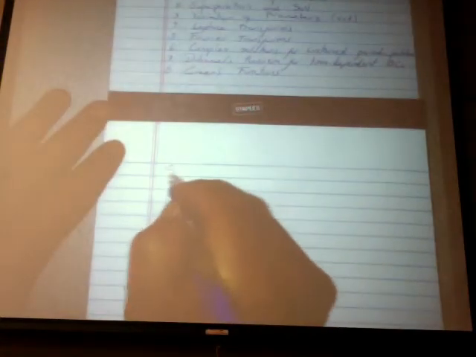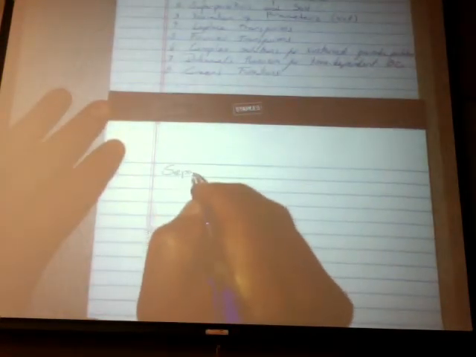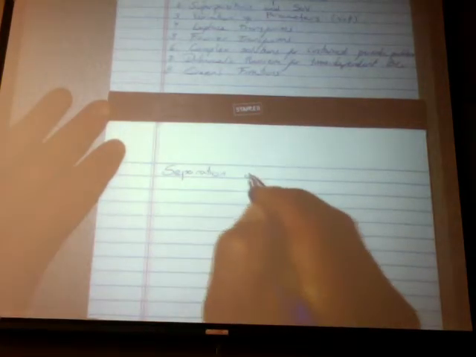So we're going to talk about some of these techniques here. And the first technique that we are going to cover is this one of separation of variables.